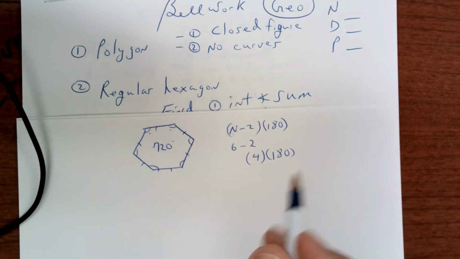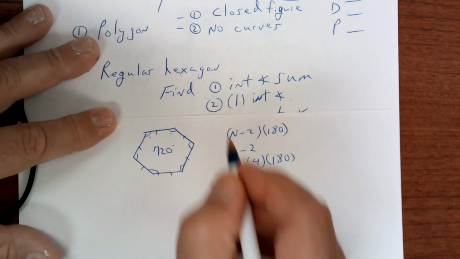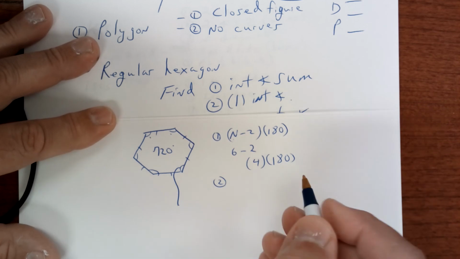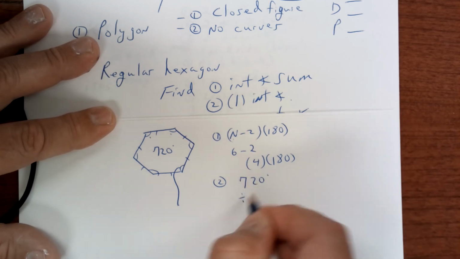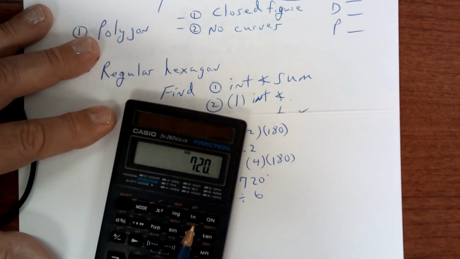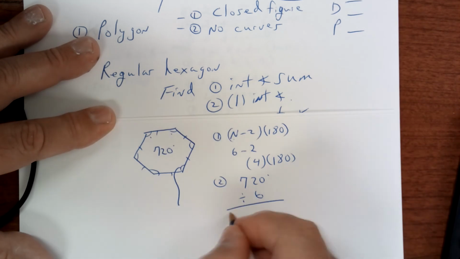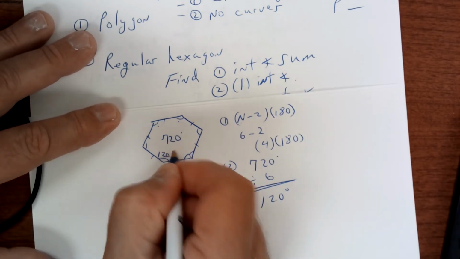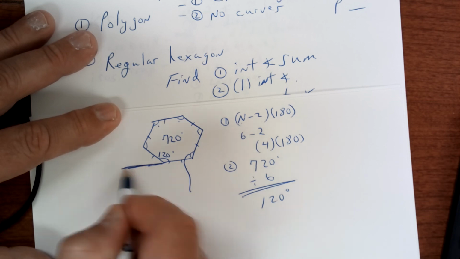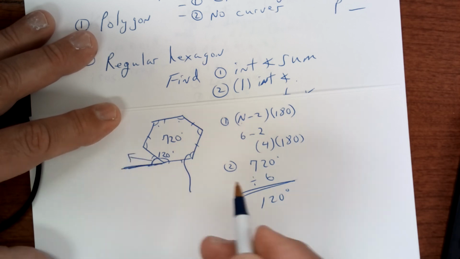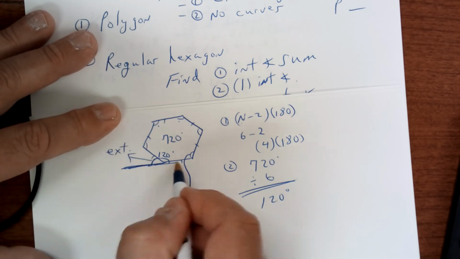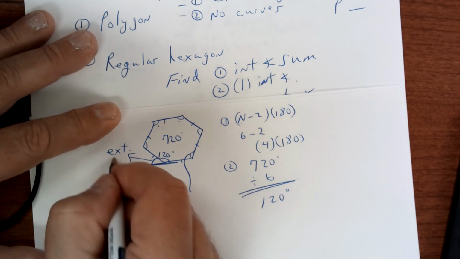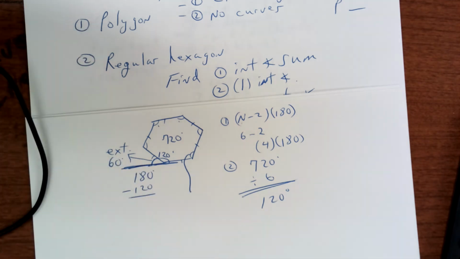And because it's regular, number 2, you can find one interior angle. So one of these, you would take 720 and you would divide by 6. So one angle is 120 degrees. So let's see what that is. If this angle is 120 degrees, how much is the exterior angle right here? Well, every line is 180, so 180 minus 120 would give you 60 degrees. Because it has to equal 180. It has to be supplementary.